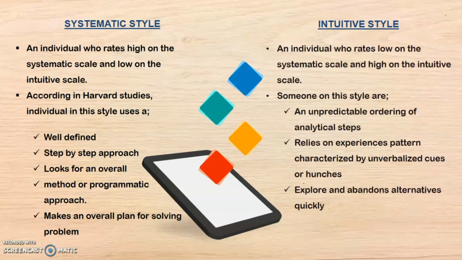They are contradictory. So, someone with this style uses unpredictable ordering of analytical steps when solving a problem. They also rely on experience patterns characterized by unverbalized cues and hunches. Means he or she depends more on experiences. In addition, they also explore and abandon alternatives quickly.